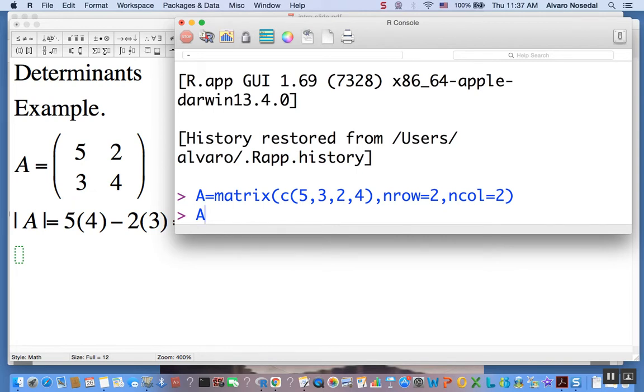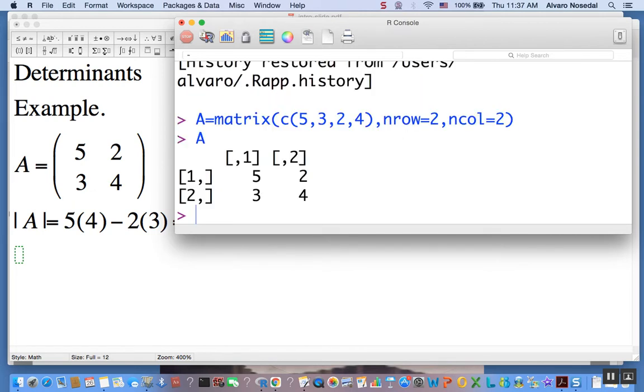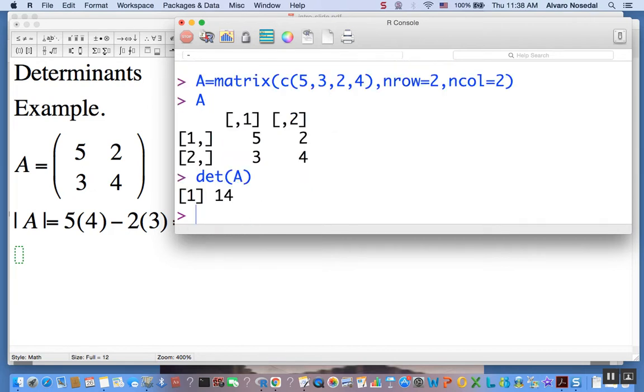Okay, let's type the name of the object we just created, A, and it is the matrix we are interested in. To find the determinant using R, the special command is det, the first three letters of the word determinant. Okay, 14. So we did it correctly. Nice.